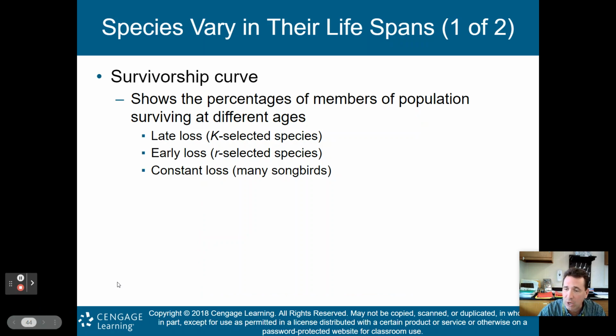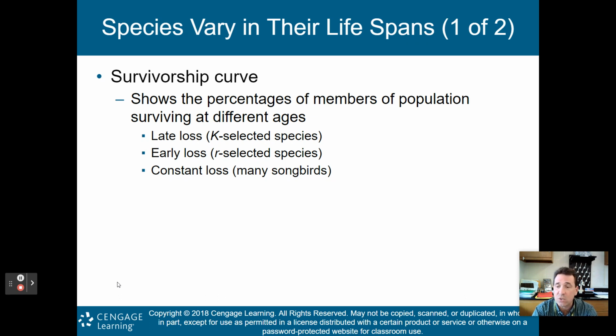All right, so the last thing we're going to talk about is something called survivorship curves. This is about how species vary in their lifespan. It shows the percentages of members of a population that survive at different ages. What you're going to see when I show you the curve in just a second is that our K-selected species usually have late loss, meaning most of the creatures in K-selected are born, they live through the younger years, they get into adolescence, they become adults, and then when they become elderly or older adults, they tend to die.